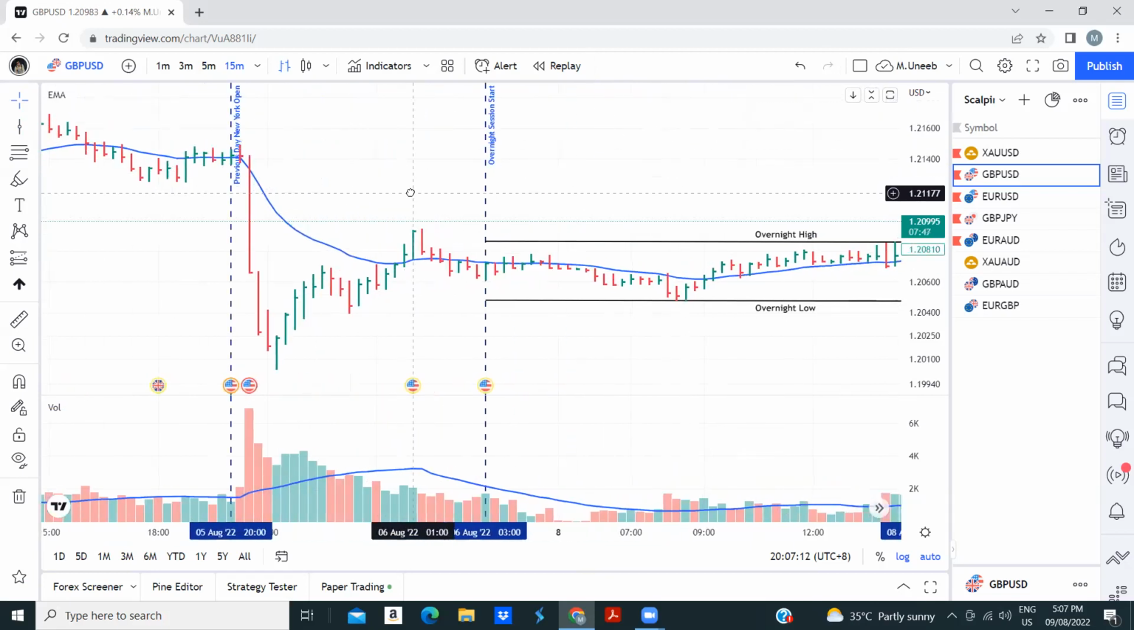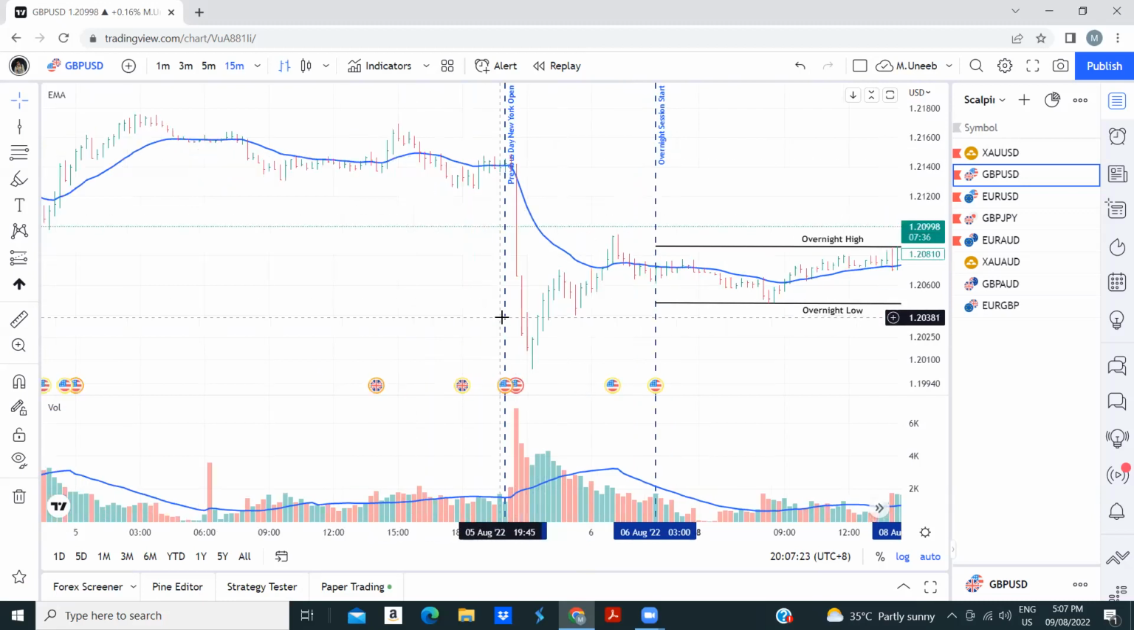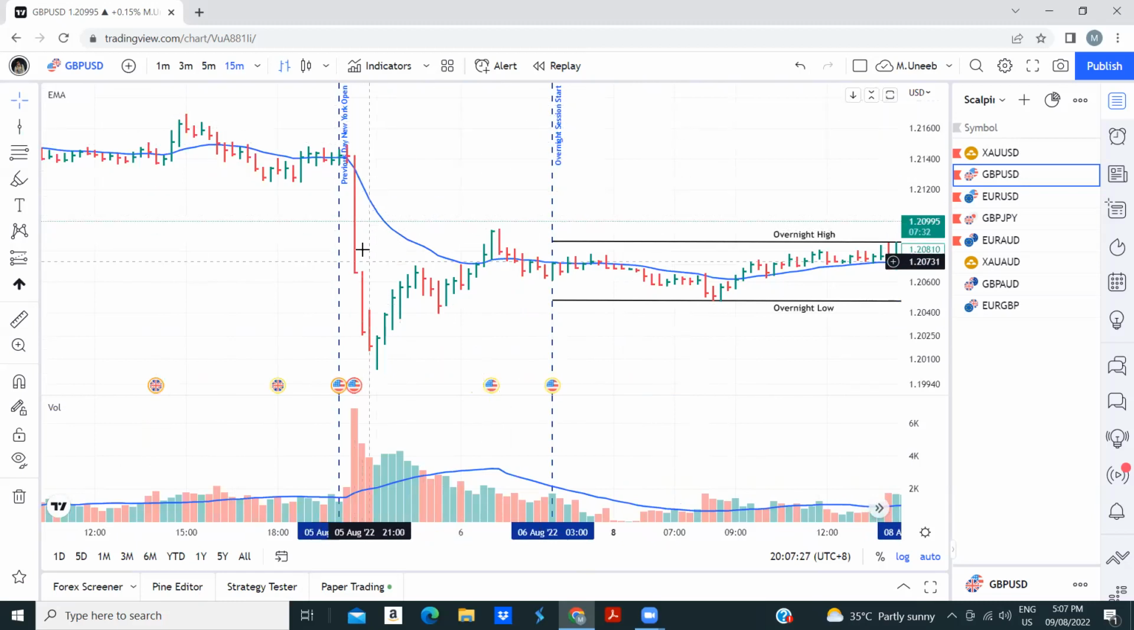Got it? So now you have to tell me the bias from here to here. So what do you see here? The price suddenly accelerated to the downsides. Okay, how the price is accelerating to the downside? The price is suddenly accelerating to the downside on a very huge volume. You can see huge bars.